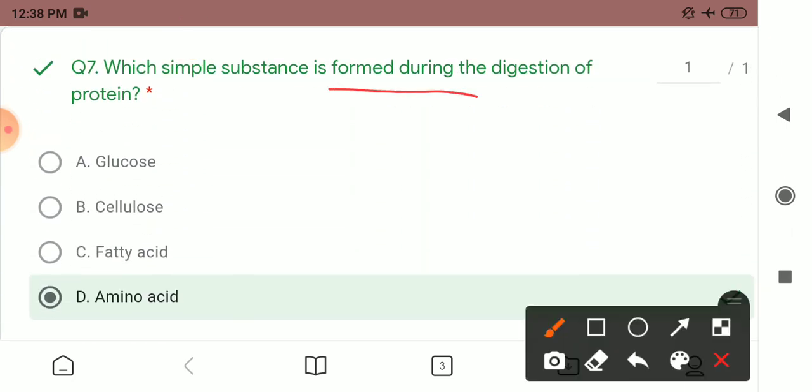Which simple substance is formed during the digestion of protein? The options are glucose, cellulose, fatty acid or amino acid. So here your answer is option D, that is amino acid. Amino acid is formed after the digestion of protein. Amino acid is the simpler form which we are getting from the digestion of protein.